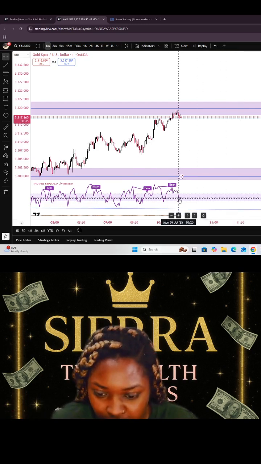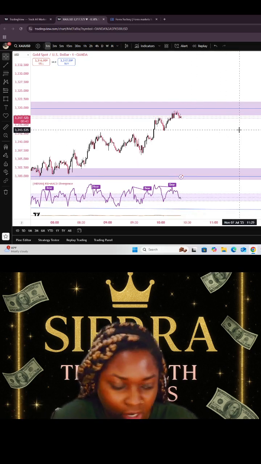All right, so we got our little sharp turn, and then we got our bend. Price looks like it's trying to come back down.